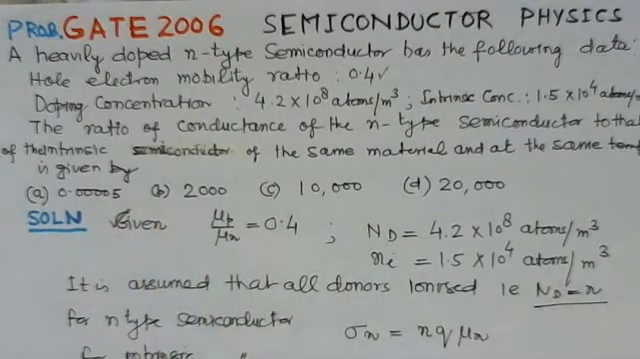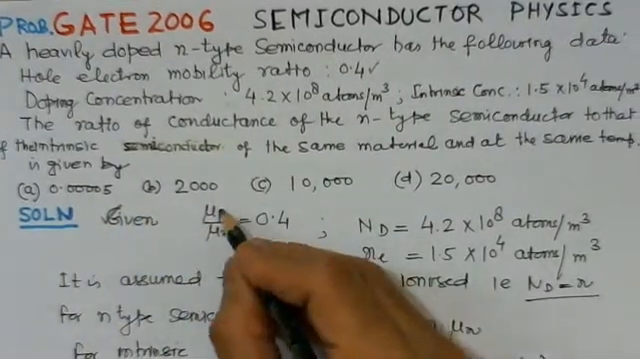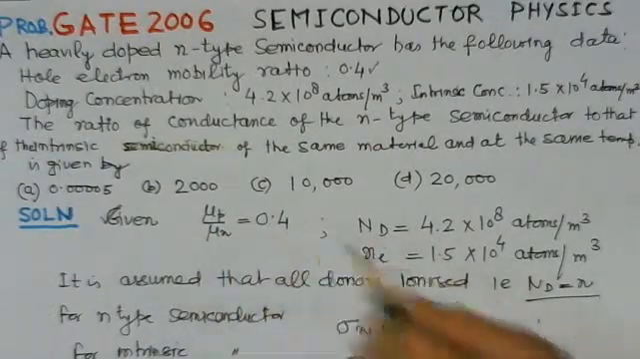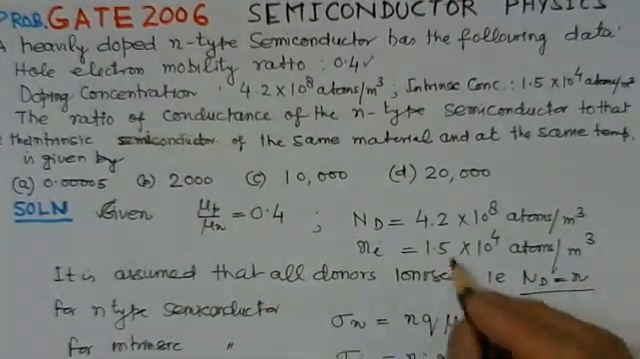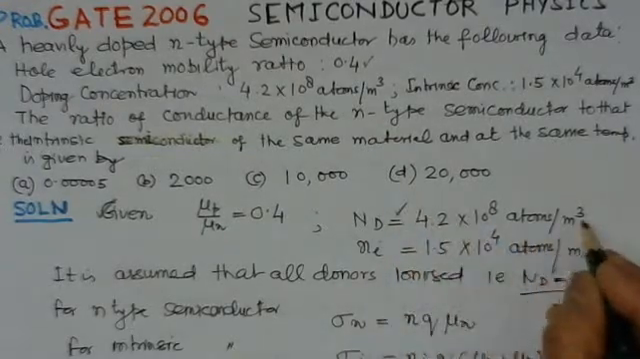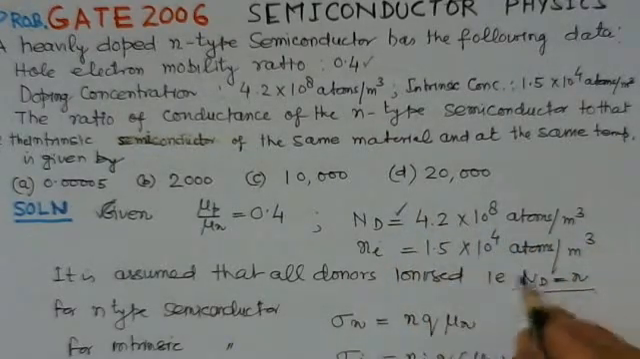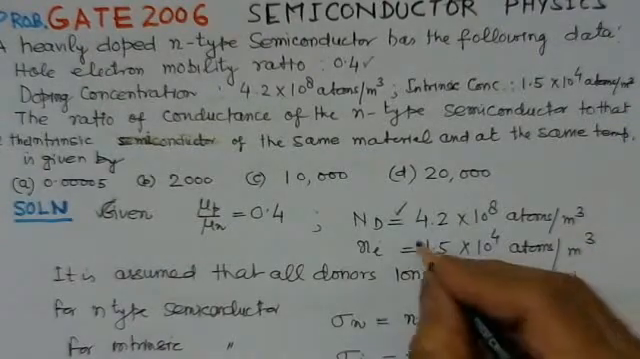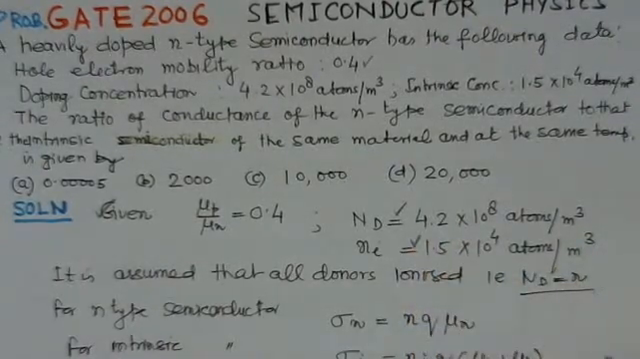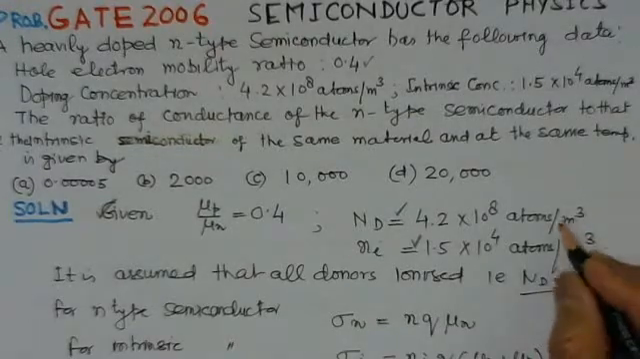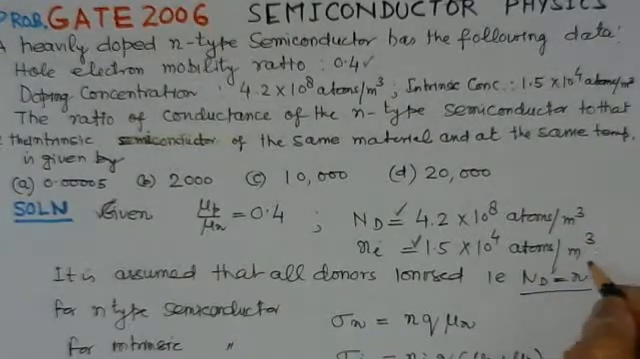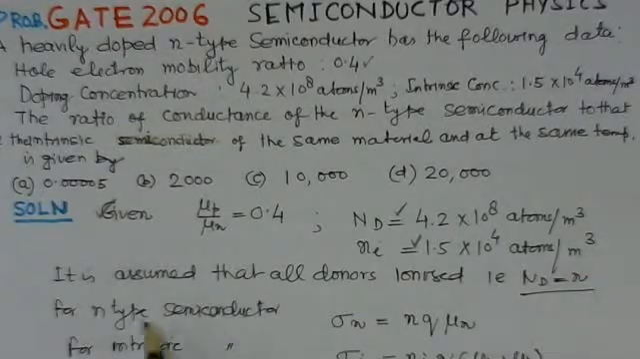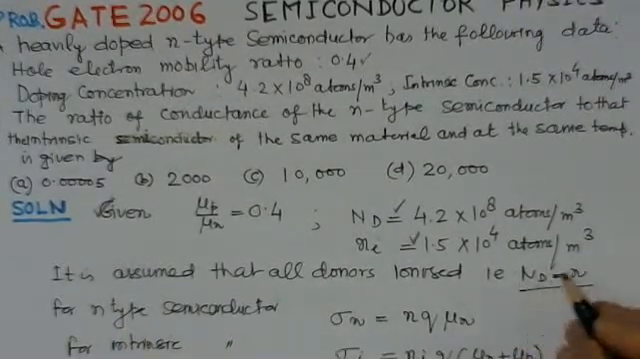So we'll see here the value given is mu p over mu n. The mobility ratio is given, this is 0.4. The value for Nd, the donor concentration, is given, and Ni is 1.5 times 10 to the power 4 atoms per meter cube. This intrinsic concentration is also given. Please note that all these concentrations are given in meter cubes, so if there is some parameter in centimeters cube, it is to be converted. It is assumed here that all donors have been ionized.